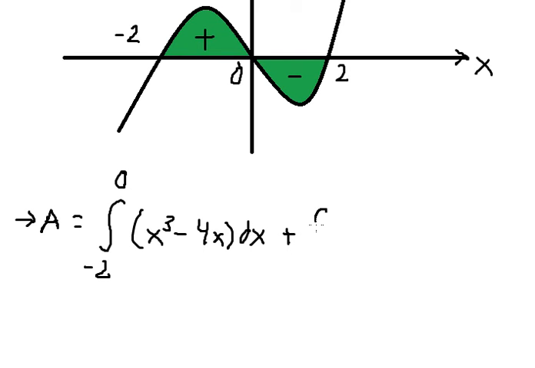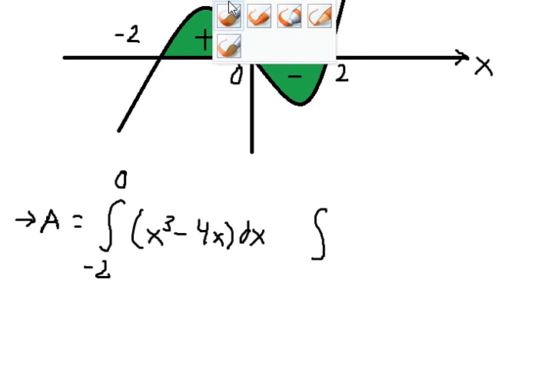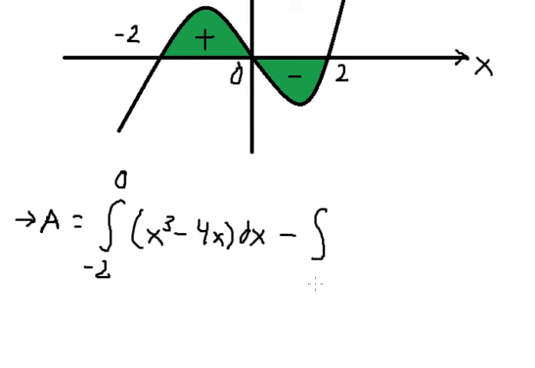The next one is from 0 to 2, because this is about negative, so we need to put the negative sign next to the integration. So that should be from 0 to 2.